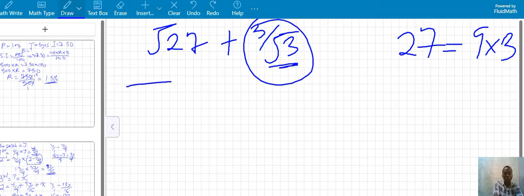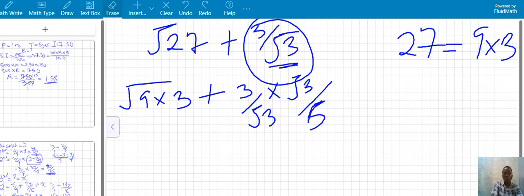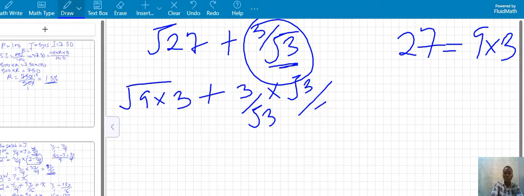So this will give us the square root of 9 times 3 plus, let's rationalize this. That will give us 3 over root 3 times root 3 over root 3. Remember, I told you that if you want to rationalize, you multiply both the numerator and the denominator by the surd value. So this will cut.